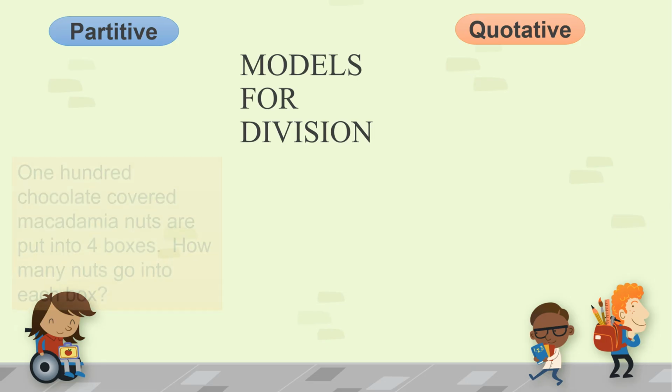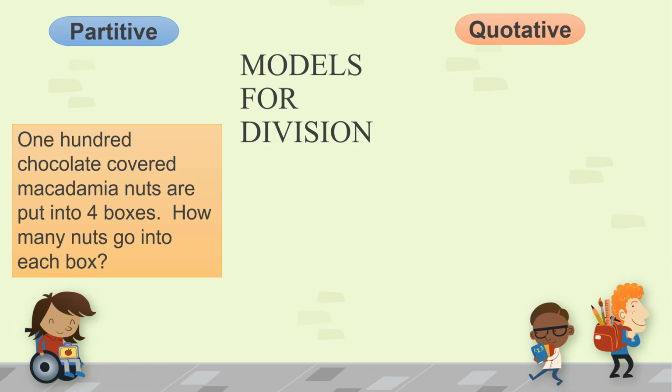If you have 100 chocolate covered macadamia nuts and they are being put into 4 boxes, how many go into each box? The model will look something like this. You have 100 total. You have 4 equal parts. How many go into each?